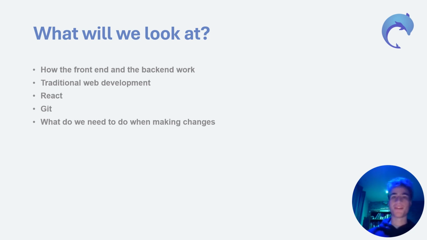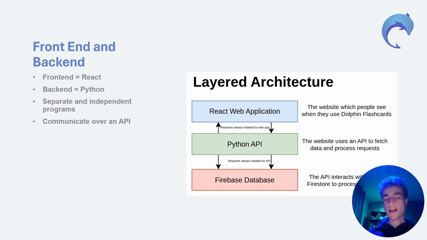Once we've done that, we will look at something called Git and we will look at how that works, and then we'll finally look at kind of what we need to do when making changes. What files, documentation files do we need to edit? And so then looking at how the front end and the back end works.